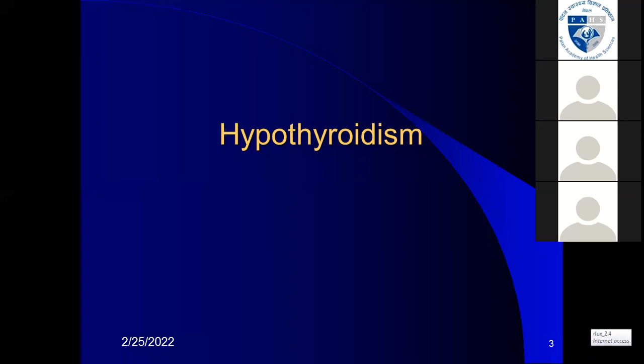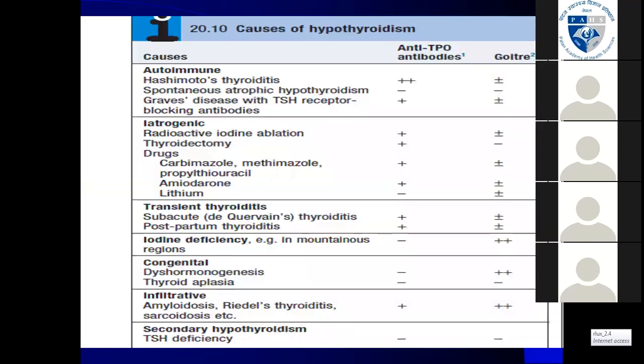The first topic is hypothyroidism. Whatever the cause, if there is a decrease in unbound free T3 and T4 hormone with an increase in thyroid stimulating hormone from the pituitary gland, this is known as hypothyroidism. There are so many causes, but they are divided into primary and secondary. Primary means the problem is in the thyroid gland, and secondary means there is a problem in either the hypothalamus or pituitary or the feedback mechanism.